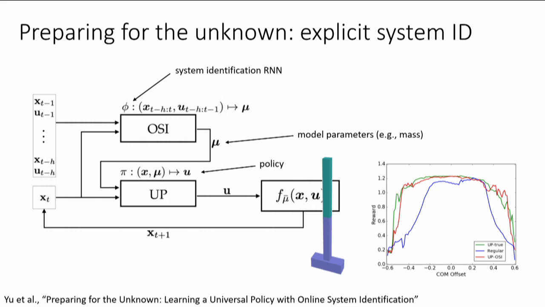The reason for that is that it's important to remember for these policies, they're not trying to do everything. They're trying to do a particular task. So the amount of interaction that you need to identify the parameters well enough to do your task is much lower than the amount of time that you need to identify your parameters with high precision. So you don't really care about what the mass is. You just care about it insofar as it'll let you take the right action.